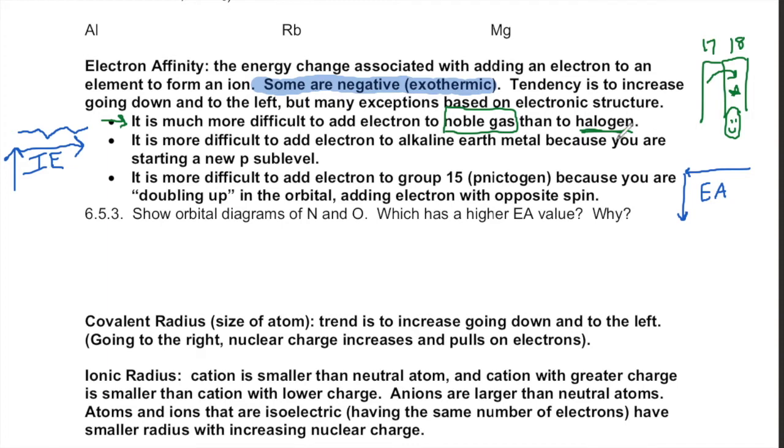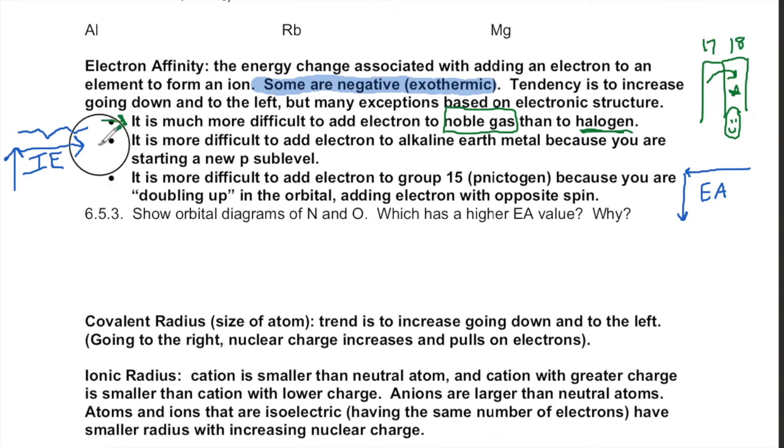You'll see in the table the halogens have these large negative numbers. You get a lot of energy out of adding an electron to the halogen. It was a good thing. Whereas there are high positive numbers in general for the noble gases. So it costs energy to do that.